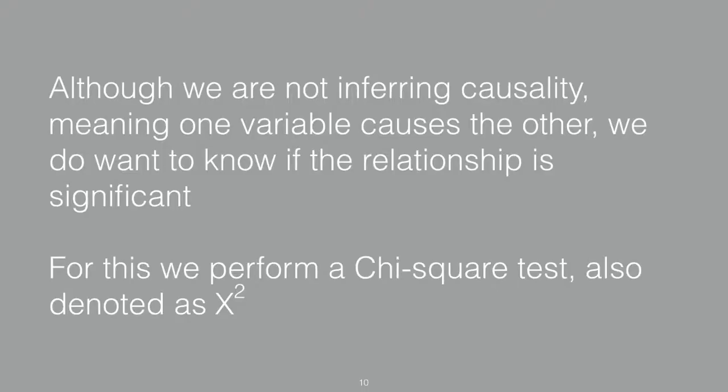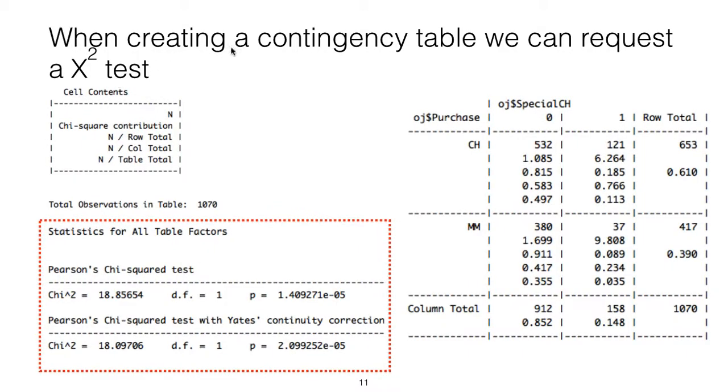Although we're not inferring causality, meaning one variable causes the other, we do want to know if the relationship is significant. The relationship we're thinking about here is sales and promotion, the specials. For this, we perform a chi-square test, also denoted with the Greek letter chi, and then we square it. When we're creating a contingency table, we can request a chi-square test. It's just a few more letters of code that we'll see later on. This is what you get from your chi-square test. You get this output over here. Let's look at this in a little more detail.